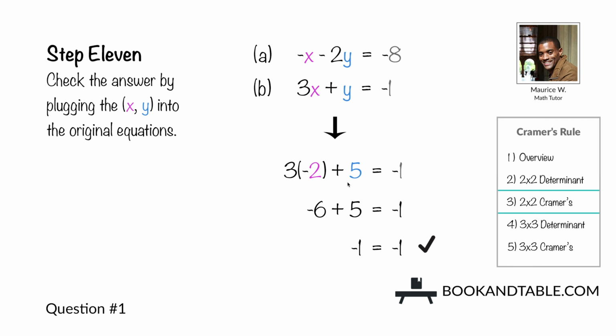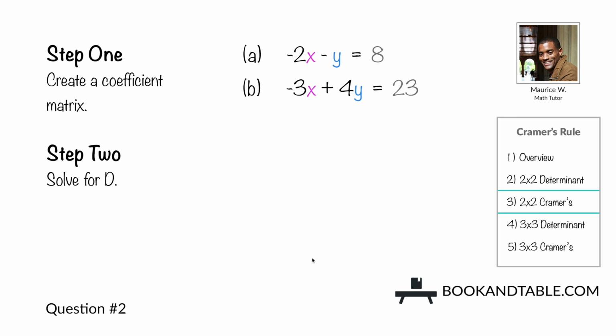And now equation B, we have 3 times negative 2, which is negative 6. Negative 6 plus 5 is equal to negative 1. Negative 1 is equal to negative 1 is a true statement as well, confirming that this is the correct solution for equation B as well. And thus the answer to question number 1 is the point where x is negative 2 and y is positive 5. So that is the answer to question number 1. Let's now have a look at question number 2.